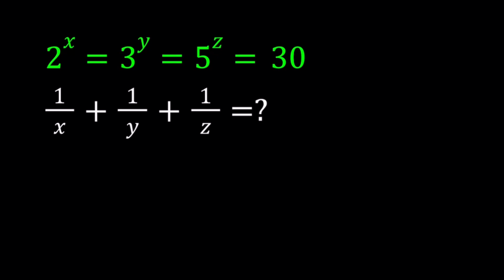Hello everyone. In this video we're going to be solving an interesting exponential equation. First, I thought I made this video a while ago but I couldn't find it, so hopefully I didn't make it before. Let me know if you find this video in my videos. Anyways, we have 2 to the power x equals 3 to the power y equals 5 to the power z equals 30, and then we are being asked 1 over x plus 1 over y plus 1 over z.